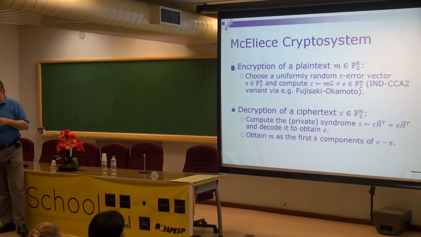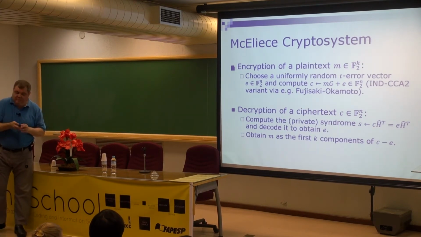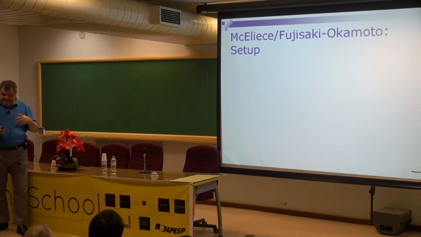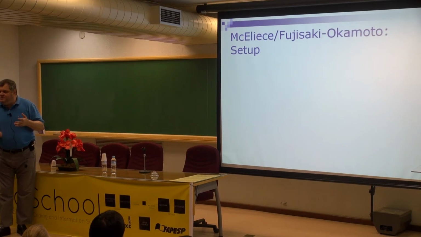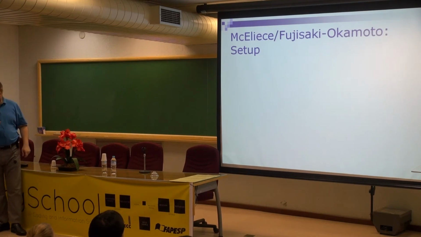Usually the decoder is also very efficient here, so in terms of performance it can be competitive with other non-code-based crypto systems. But it leaks information, so we have to seal the leak. How do you do that? There are several ways. I will show one that is not the most efficient one, but it's one of the simplest. It's called the Fujisaki-Okamoto transform applied to McEliece.